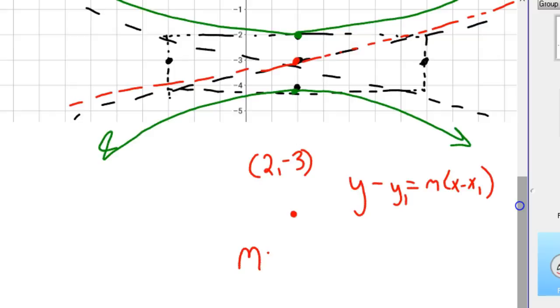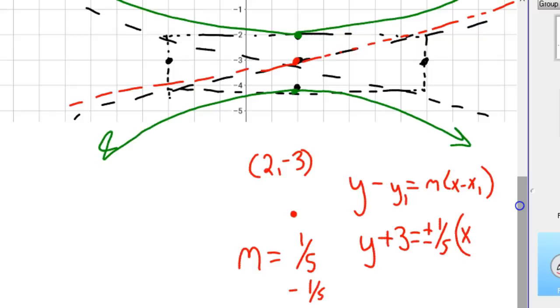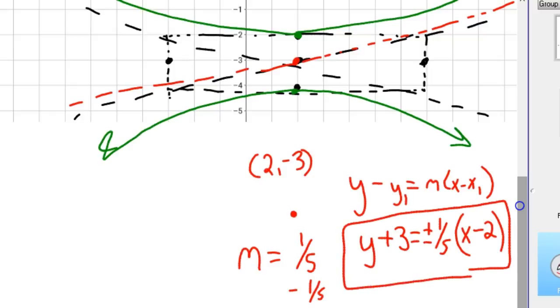So my slope is 1/5 for the up and to the right one, and negative 1/5 for the up and to the left one. So my equation then is y plus 3 equals plus or minus 1/5 for my slope times x minus 2. And there's the equations of our asymptotes using point slope form.